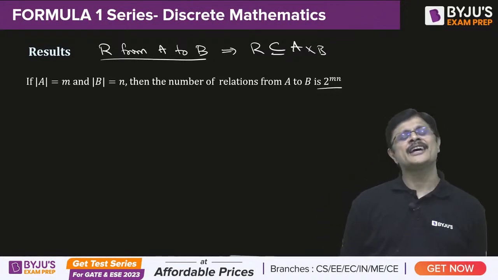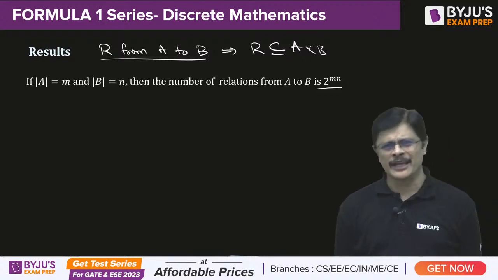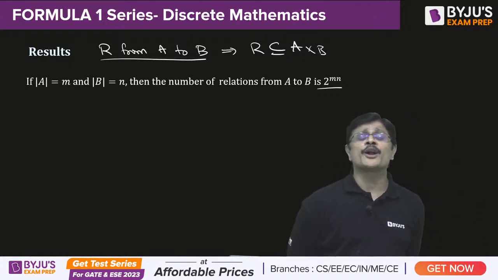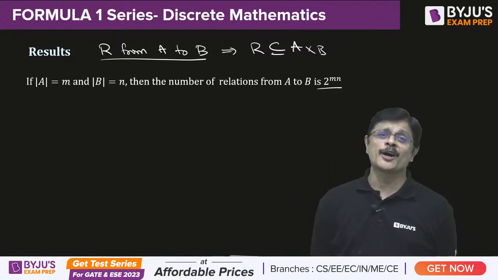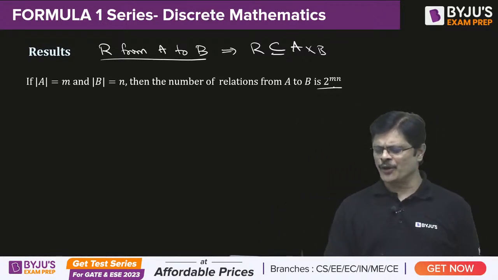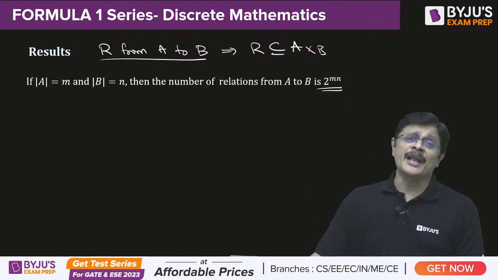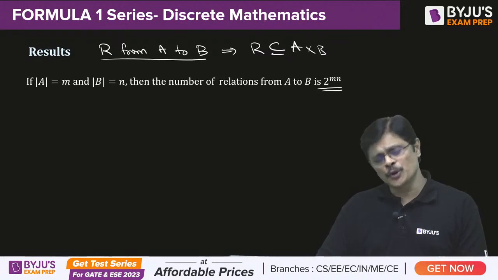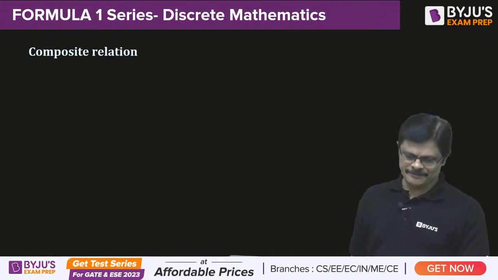Means every relation is obviously a subset of A cross B. If you want to know the number of relations from set A to set B, you are just finding the number of subsets of A cross B, and you already know it. If A contains m elements and B contains n elements, the number of subsets of A cross B is 2 power mn. The number of relations from A to B is 2 power mn.